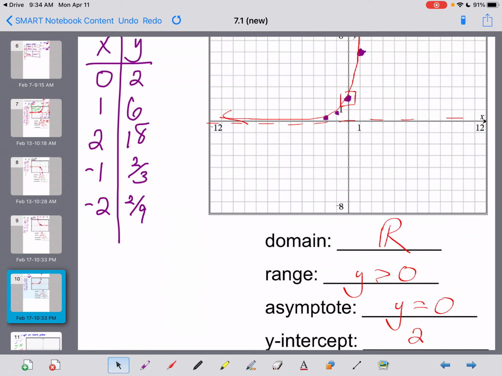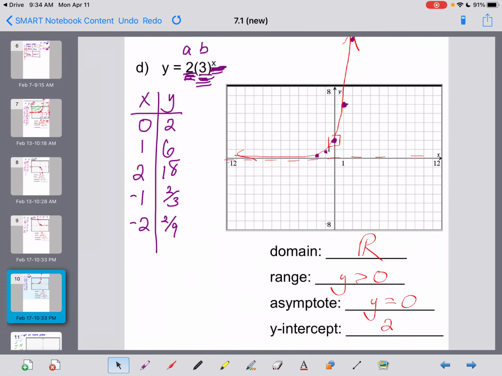And remember, we talked a while ago that your a value is going to be your y-intercept, and that is what we had right here when we recognized that a was 2. That's where it crosses the y-axis.